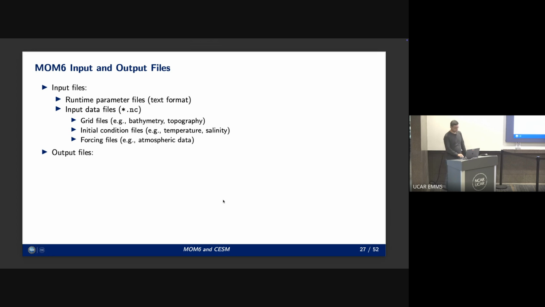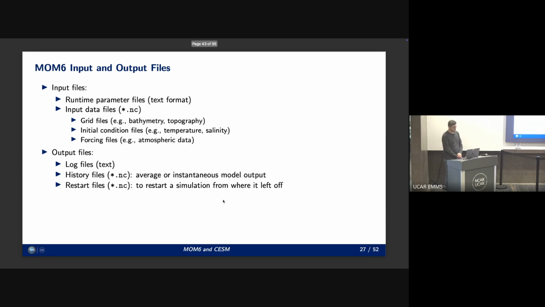And we have a set of output files, like the log files, again, text-based log files. And we have history files that contain average or instantaneous model output requested by the user. Restart files are used to continue a simulation from where it left off.